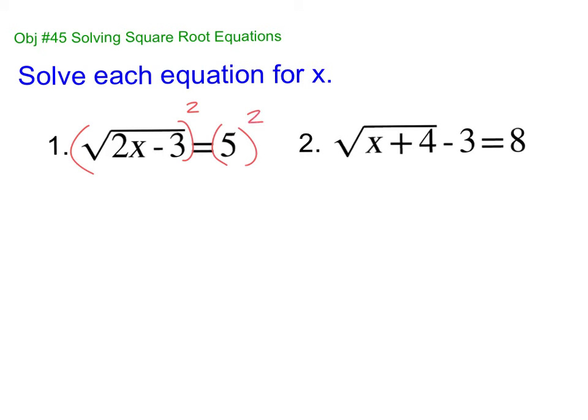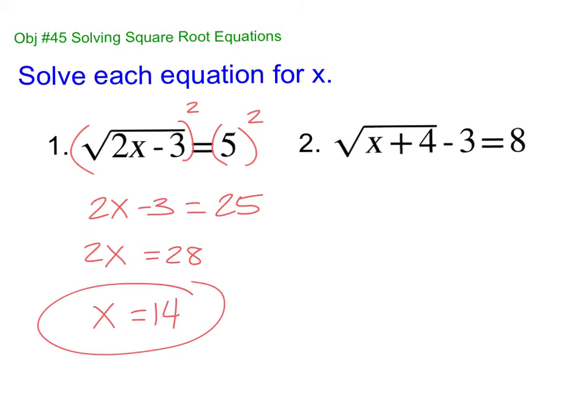Don't forget to actually square it. So the square root and the square undo each other. So 2x minus 3 equals 5 squared, 25. And then it's just basic add and then divide. And we're done. That's it. We are going to work on checking because we do get some weird answers sometimes that actually are not correct. In this case, it does work if you plug into the original.